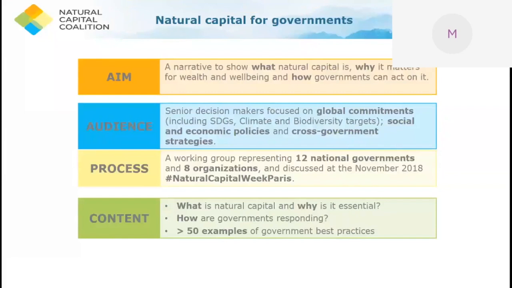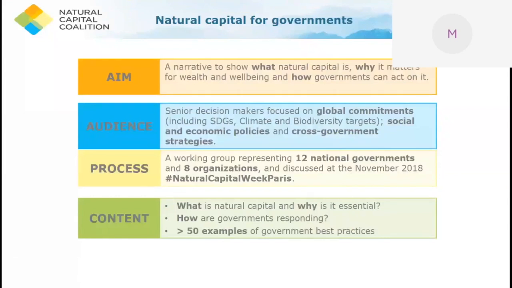During the government dialogue, we engaged with more than 30 different countries, and in the development of the narrative, 12 of these governments were involved with the support of 8 organizations. They developed a draft of the narrative, and we discussed this draft with the rest of the governments at Natural Capital Week in Paris that took place in November.